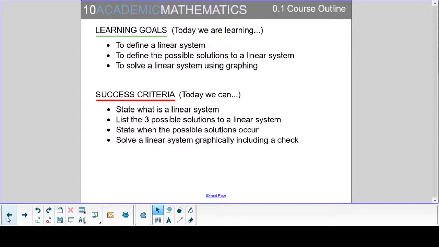Okay, so infinite occurs when they are exactly the same. Same slope and same y-intercept. When does one solution occur? Simon? When two lines have different slopes. As soon as they have different slopes, it doesn't matter about the y-intercept, they will have one solution.